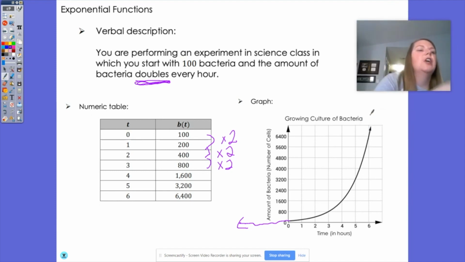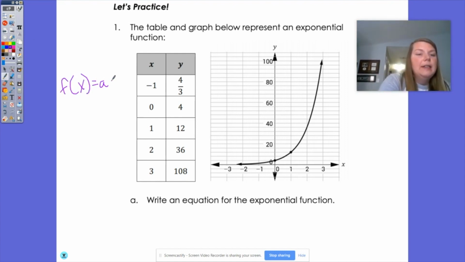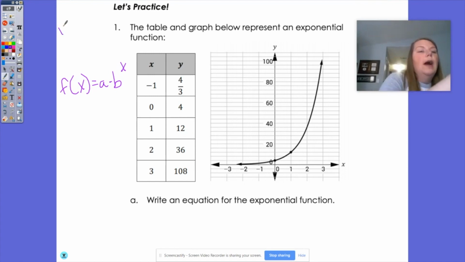Okay, so let's figure out how we can find equations for these exponential functions. Each time you have an exponential function, we're going to write it in the form a times b to the x power. And that looks a little different. We've never had variables as our exponents, but that's how you know it's some sort of exponential. Remember with linear, we had y equals mx plus b, no exponent.